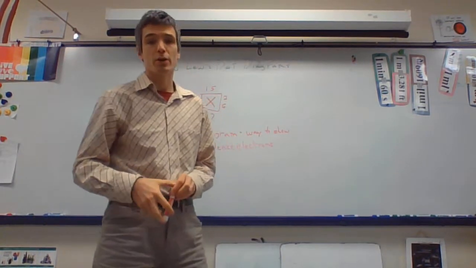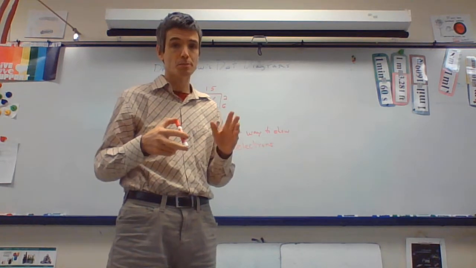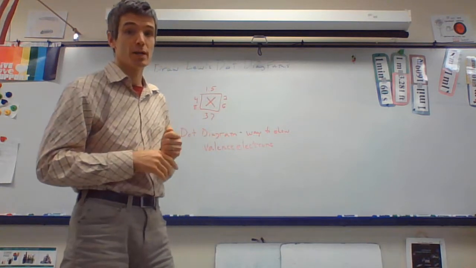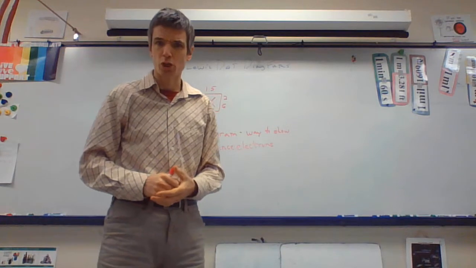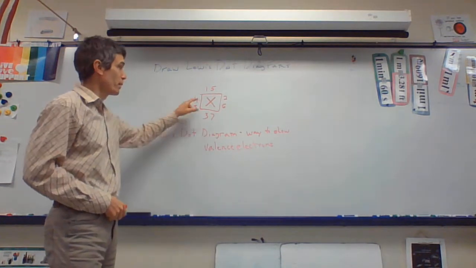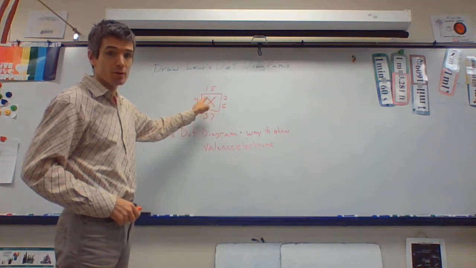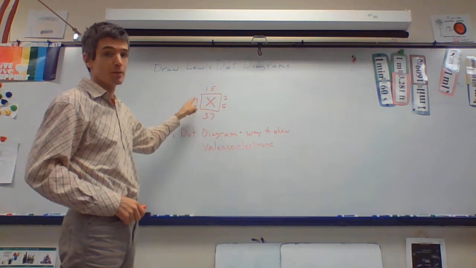Okay, the purpose of this video is for you to be able to draw Lewis dot diagrams for atoms. Now, the Lewis dot diagram is a way to show the valence electrons, ones in the outer ring, the outer energy level. And there's a general pattern where you've got the element symbol in the center, and then you've got a box with four sides, and you're going to put the valence electrons around it.